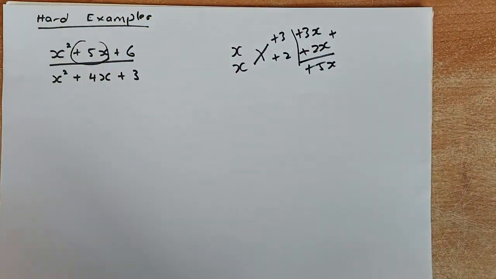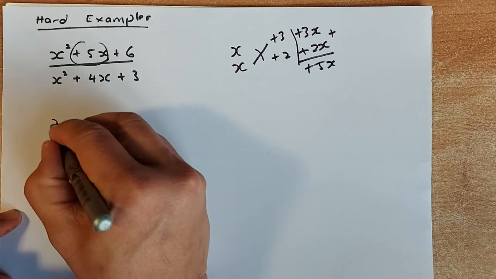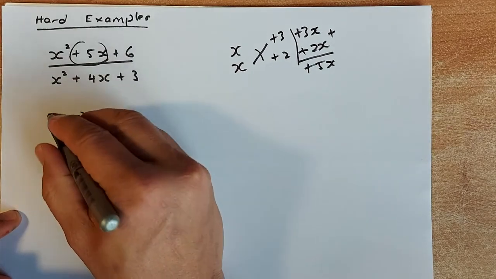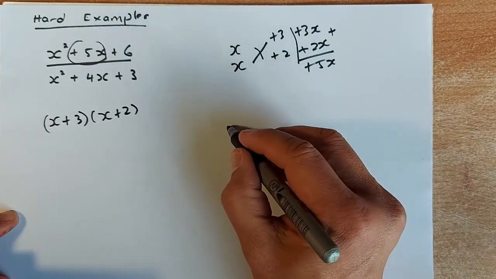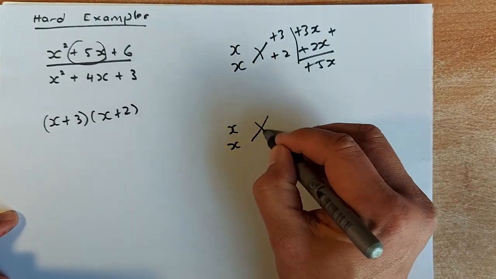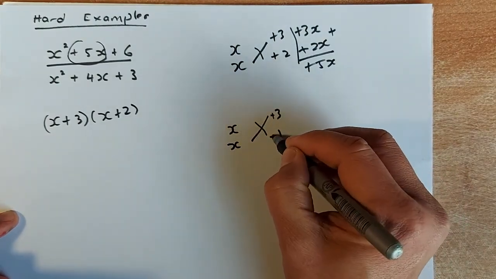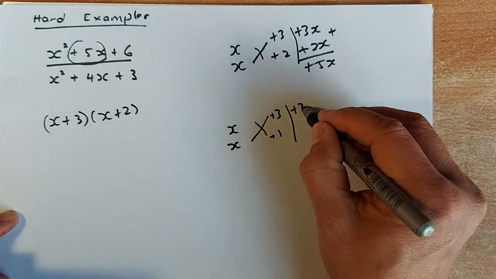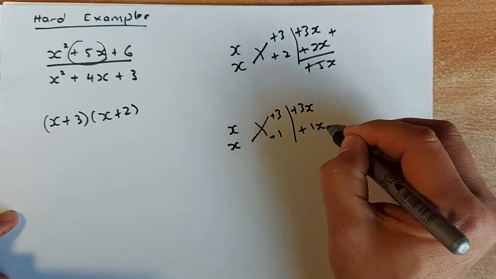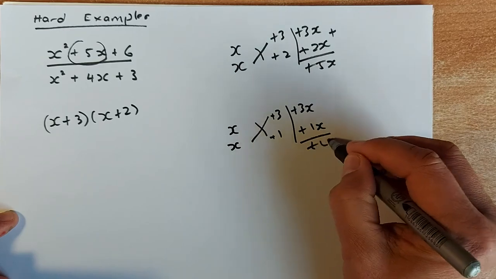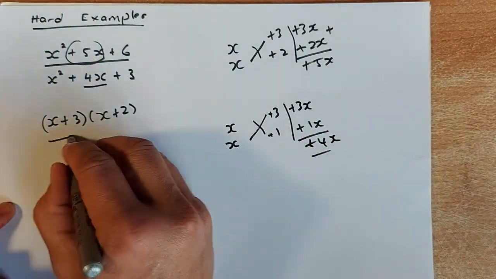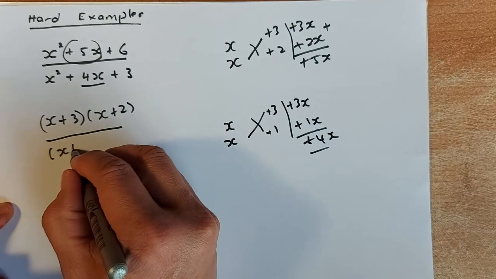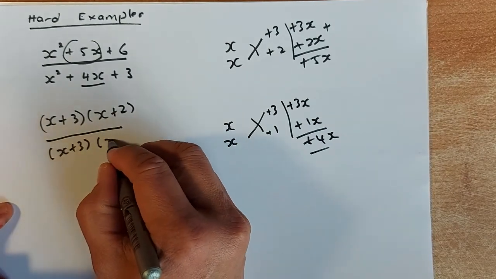So the numerator is going to look like x plus 3, x plus 2. And the same thing for the denominator, x and x. It should be 3 and 1, plus 3 plus 1. When you cross multiply, 3x plus 1x. When you add them up, it's plus 4x. And that's what you get in the middle. So the denominator will have x plus 3, x plus 1.